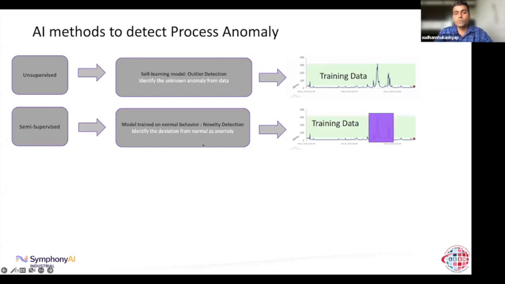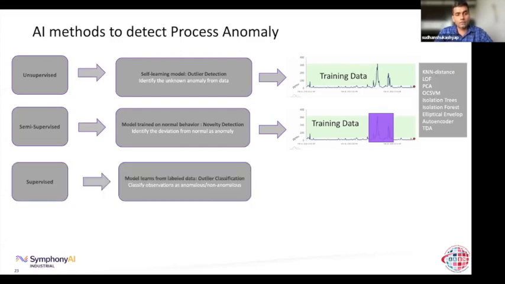So if you want to train a semi-supervised algorithm, you'll remove this anomalous data upfront and give the remaining good data for it to learn. So it will learn this baseline of operations, and then these kind of spikes, once they happen, it will detect them. And there are many methods to do it. So I have listed a few of them.